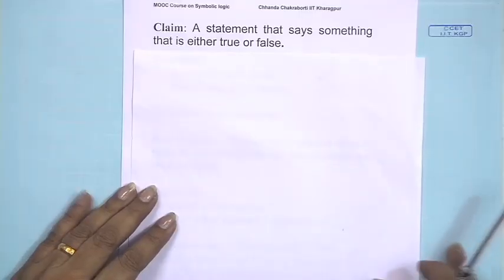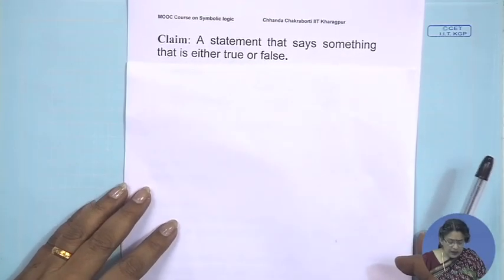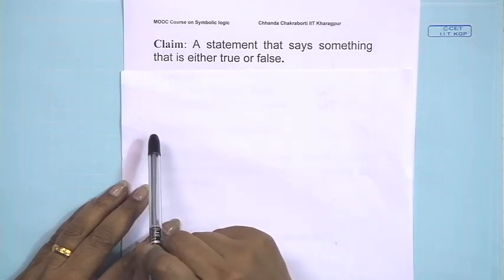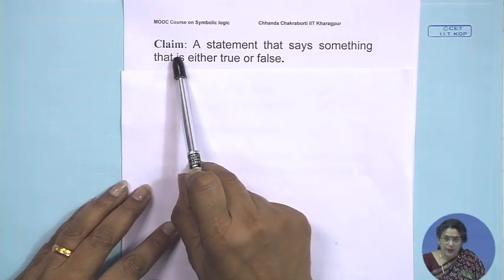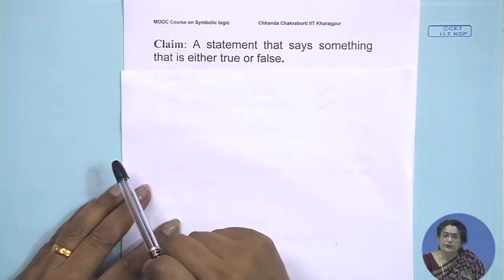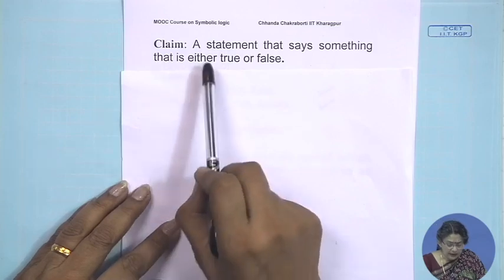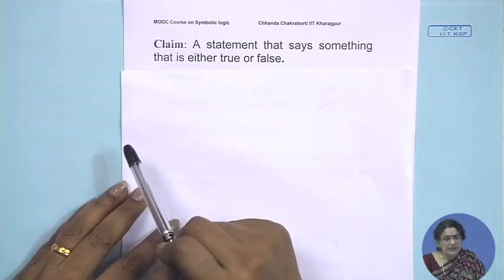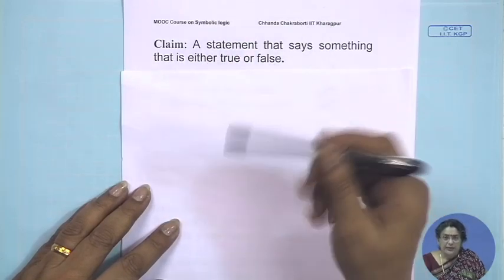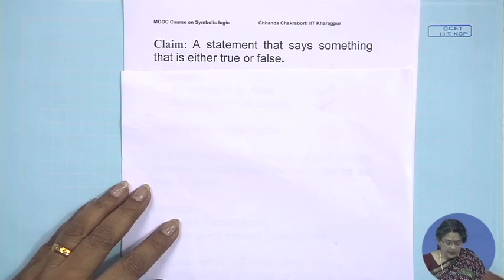We will start by defining what a claim is. See, we have statements, we have assertions and so on, but it is a technical name and we have to get acquainted to it. We are calling a statement a claim when the statement says something that can be true or false. I will repeat that. So, a claim is a statement that says something that is true or false.